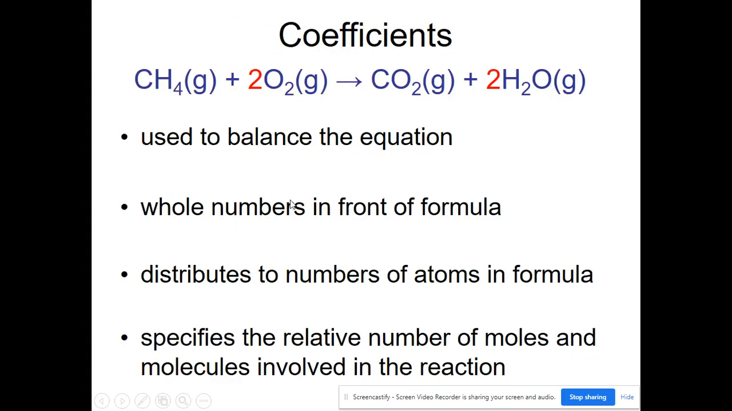Coefficients are used to balance the equation, and these are the numbers in red in this equation. These are whole numbers in front of a formula. They distribute to each element in your formula, and these specify the relative number of moles and molecules involved in the reaction.